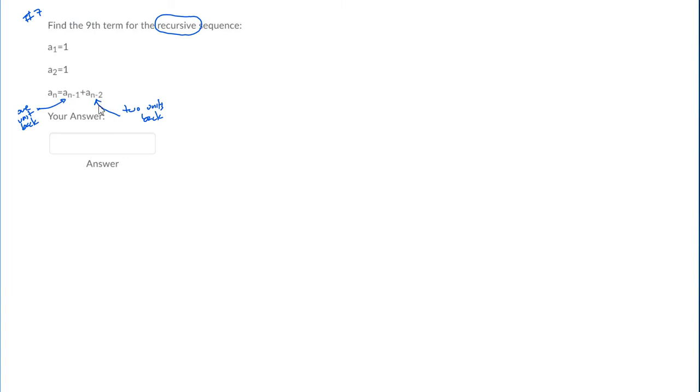Which means that I won't be able to compute anything new until the 3rd term, because the 3rd term will depend on the 1st and 2nd. So they have to give you the 1st and 2nd. If they want you to go 2 units back, they have to give you the first 2 values, which they are in this case. Okay, so we can begin. My first 2 terms are easy, since they gave them to us.